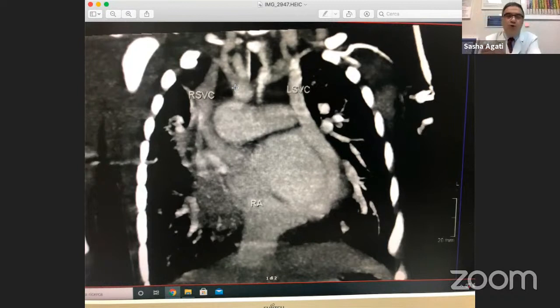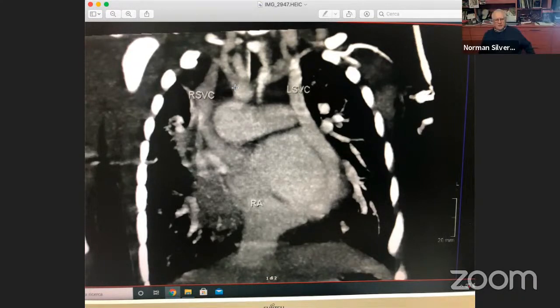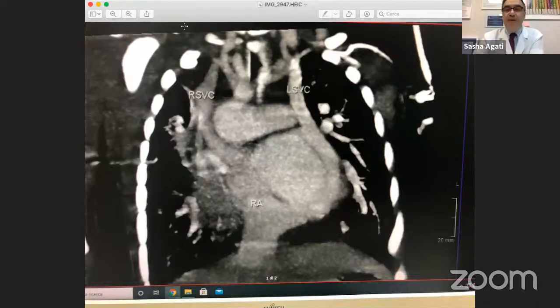So I want to know your idea. Did you ever see this? Are you talking to me, Sasha? Yes. Well, to me, this smacks of isomerism. You've got the bilateral cavas, you've got the posterior transposition. There is obviously, in all of these cases with posterior transposition, a VSD. I would like to see more information than you show me on the CT. Yeah, sorry, but this is the only one we took.